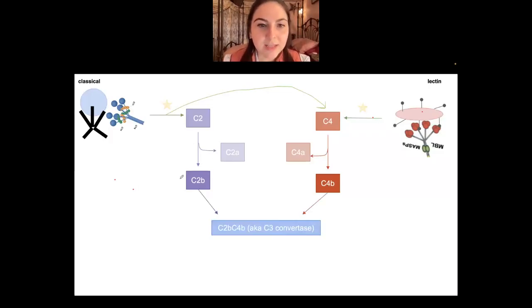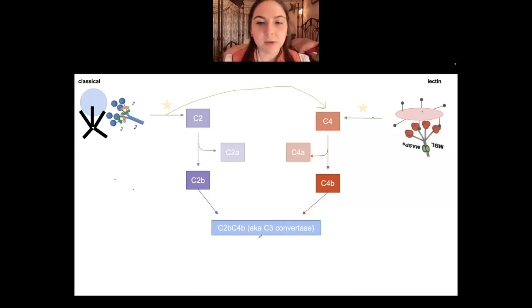Then once we have these nice cleavage products, C2B and C4B, they're actually going to come together and make a complex called C2B-C4B. I swear to God, this is how they came up with these names. So C2B, C4B, people call this C3 convertase. I'm going to warn you, this is commonly asked: what is the makeup of the classical or lectin C3 convertase versus the alternative C3 convertase? That's why I'm emphasizing it.